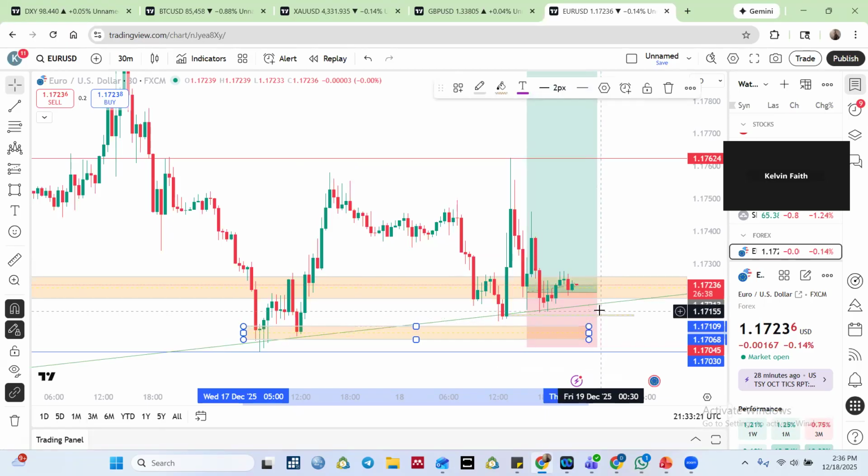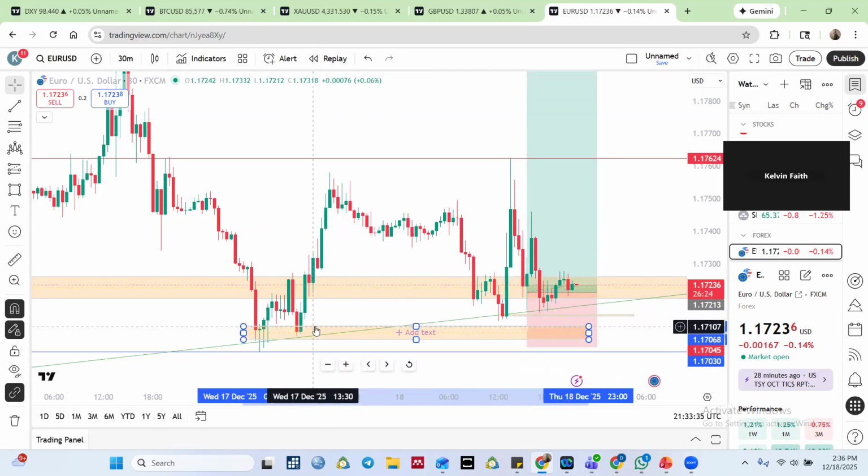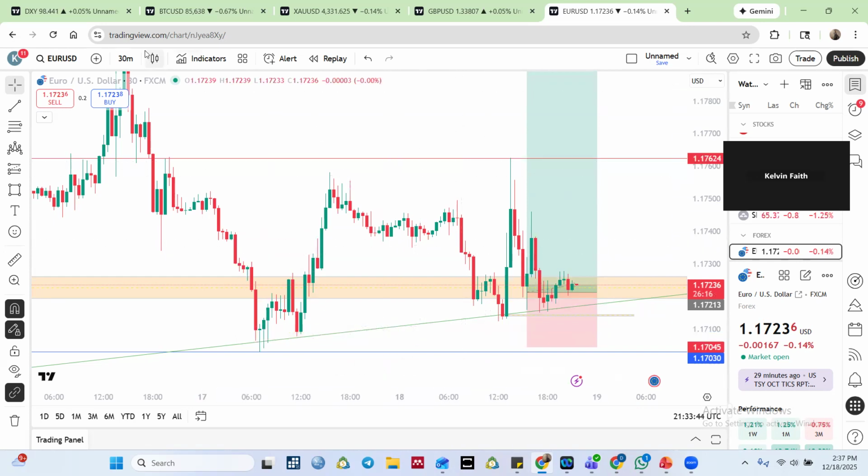But if the market comes up later, let's say the London session, and it stays above the entry level here, I'll jump on the trade again. So that's the way I want to trade it. But for now, I'm in the trade and I'm in a loss. Okay, so let's go back.